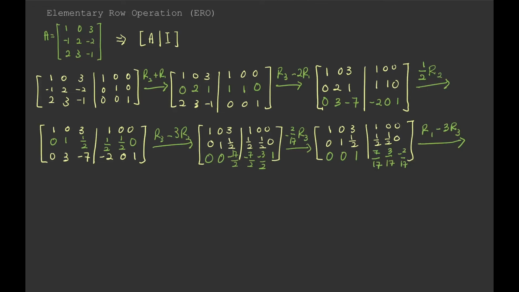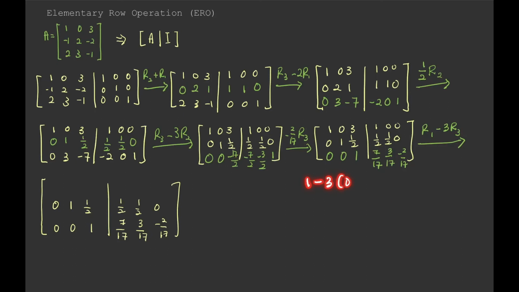Since I want to change my row 1, I can write back everything I have in row 2 and row 3. So we copy back first. Now we calculate for our row 1. We want to have row 1 minus 3 row 3. So the first one we have 1 minus 3 times 0, which is equal to 1.